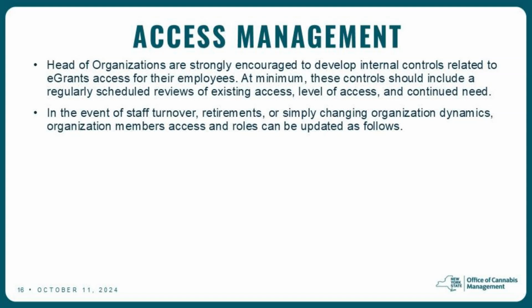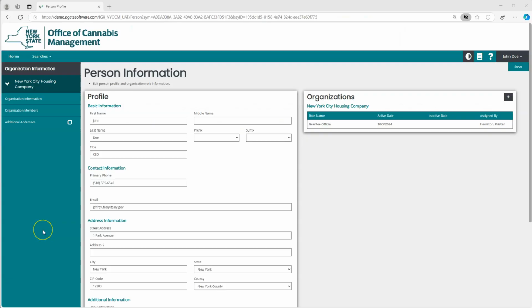At minimum, these controls should include regularly scheduled reviews of existing access, level of access, and continued need. In the event of staff turnover, retirements, or simply changing organization dynamics, organization members' access and roles can be updated as necessary. Another item that the head of your organization will want to attend to is the Additional Addresses section.